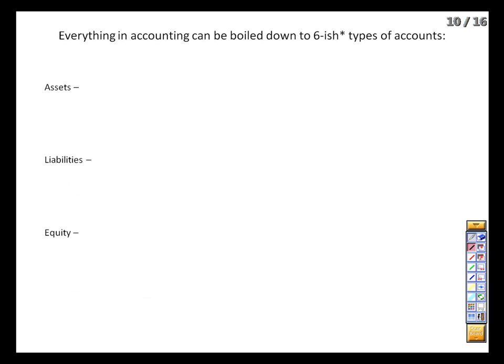Okay, so now that we've got our framework in place, let's talk about some nuts and bolts. Everything we do in accounting ultimately boils down to 6-ish types of accounts. The trick, of course, is knowing which accounts a given transaction affects. But the truth is, once we understand what these things are, it really isn't that hard to get things into these buckets. Assets are defined as future economic benefits resulting from a past transaction.